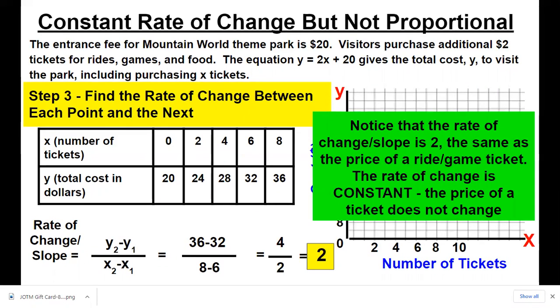Notice that the rate of change, the slope is 2, the same as the price of a ride or a game ticket. The rate of change is constant. The price of the ticket does not change. It's always $2.